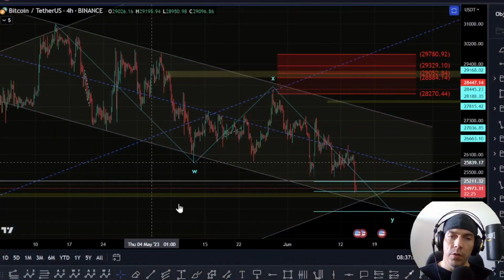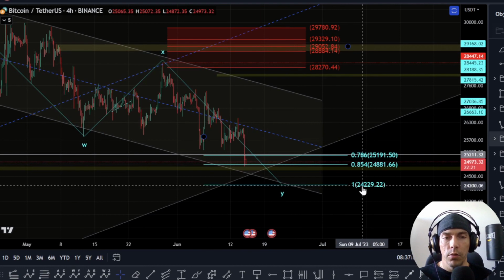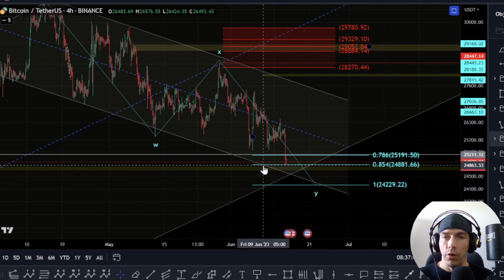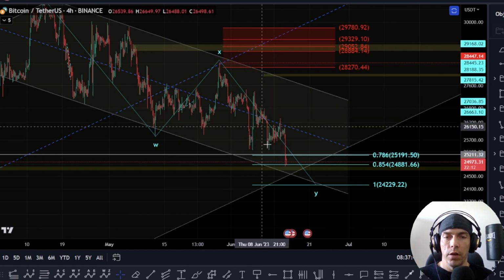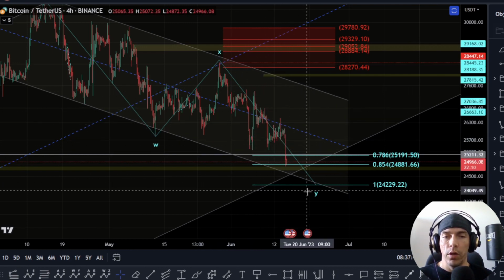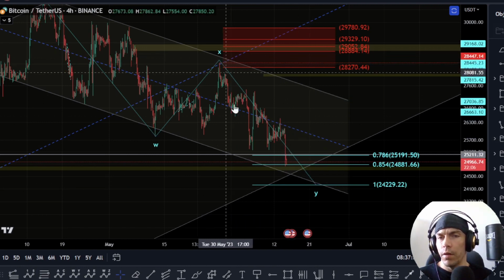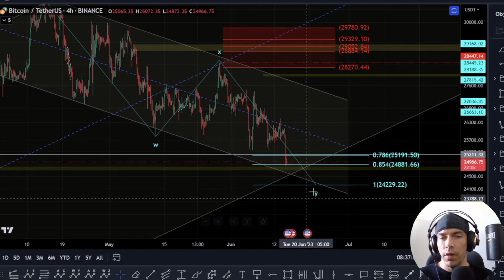Okay, so at the moment I'm still treating this as a WXY, and what we have is a potential here that we could actually see a move still down towards this 24229 region. Now within the structure that we have here, it's possible that we could be starting to extend out and we could be getting a 5-wave move looking to push this last leg down here for this Y wave. Now, if we're looking at that, we'd be treating this as A, B, and then actually looking for this as a C wave. So we're going to have to keep an eye on this.